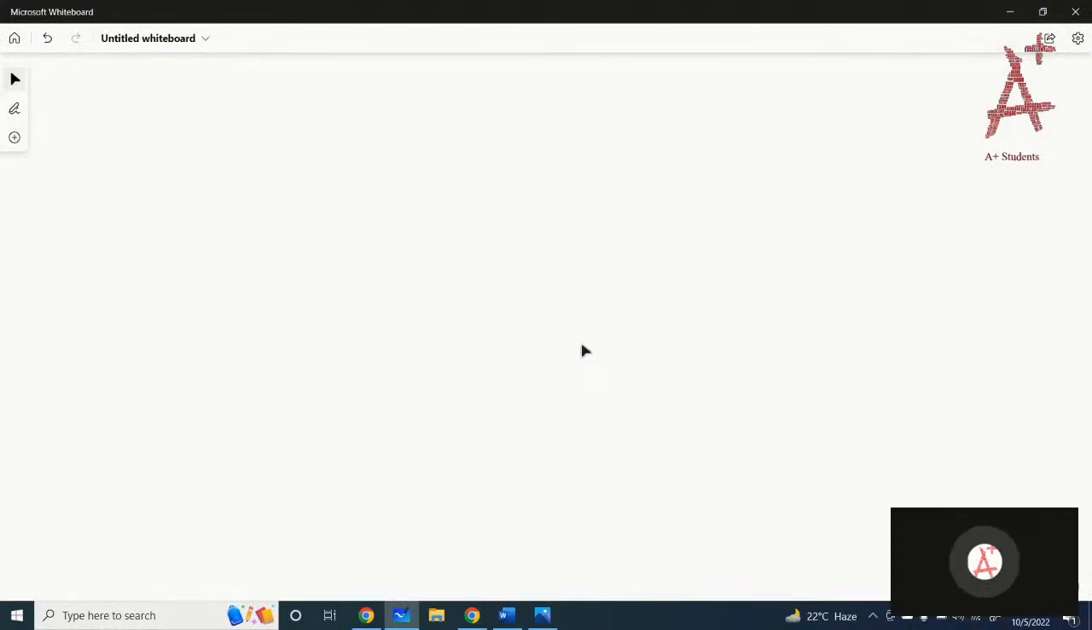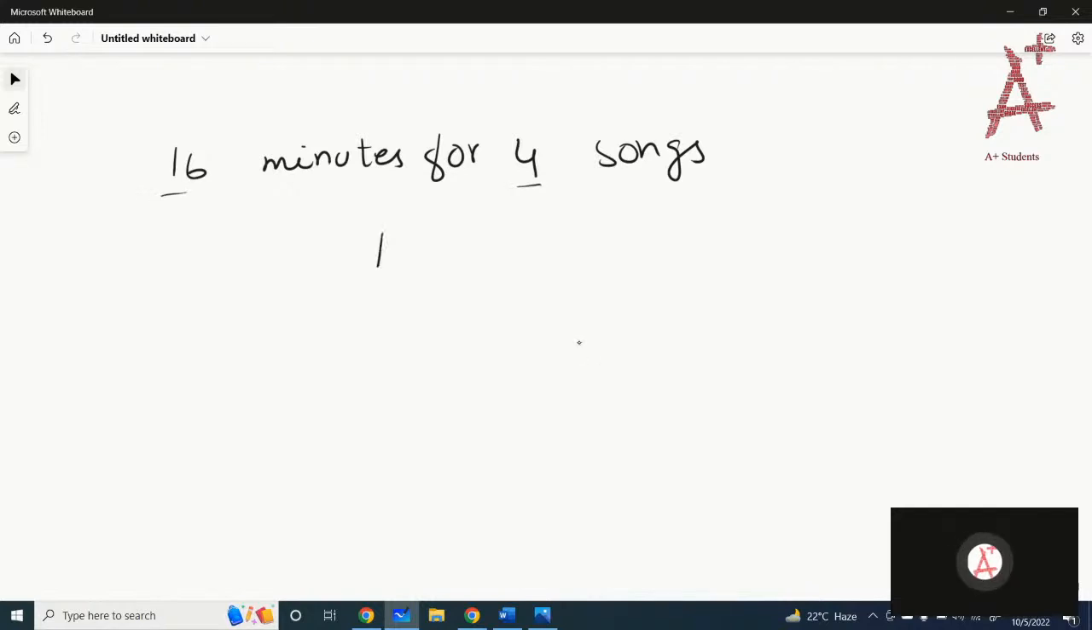Okay, on the test, the first question is find the unit rate: 16 minutes for 4 songs. So basically, the unit rate is you have to find how many minutes for one song. Got it? Minutes per song you have to calculate. Just divide these values. 16 divided by 4. 4 times what number is 16? 4 times 4 is 16. That means we have 4 minutes per song. For one song you have 4 minutes. Got it? So select the correct option and click on the OK button.